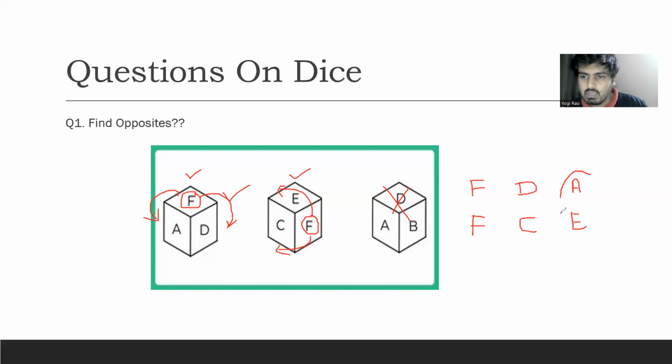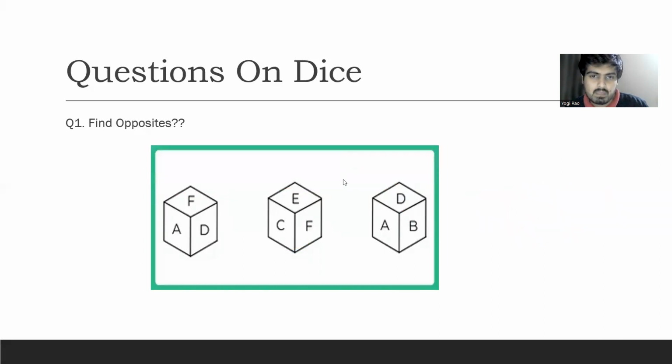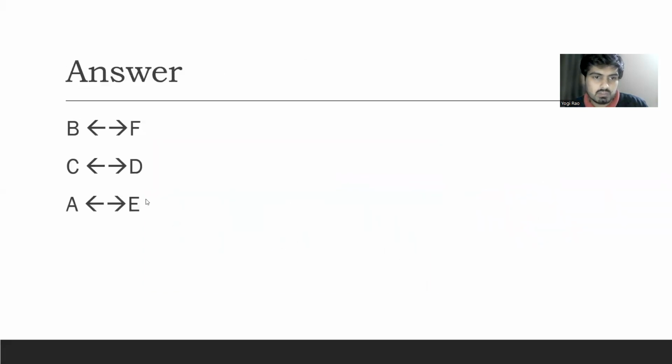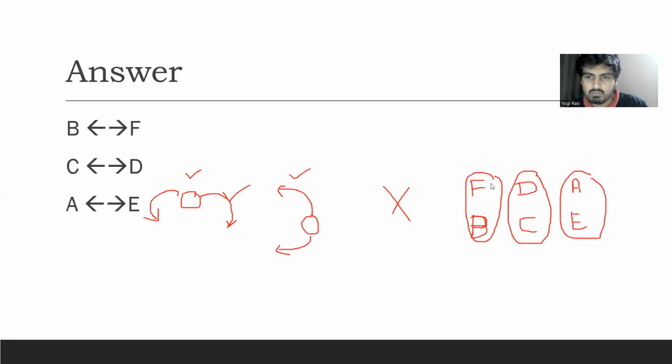So what will be opposite? A will be opposite of E and D will be opposite of C. And what is left? B. B is not there. So we will make one of the F's B, since there can't be two F's. So F will be opposite of B. This way we can solve the dice question. And let's go to the next slide. B, F, C, D, and right. That was our drawing. A is opposite of E, C opposite of D, and F opposite of B.